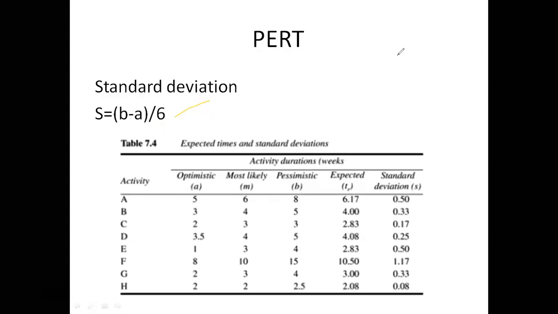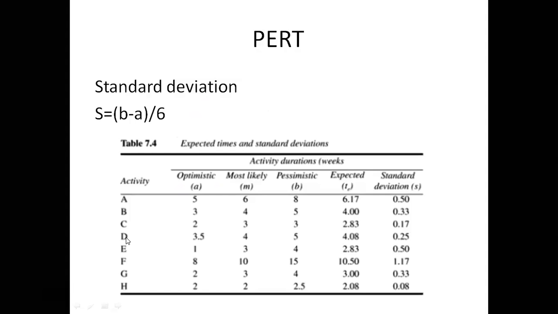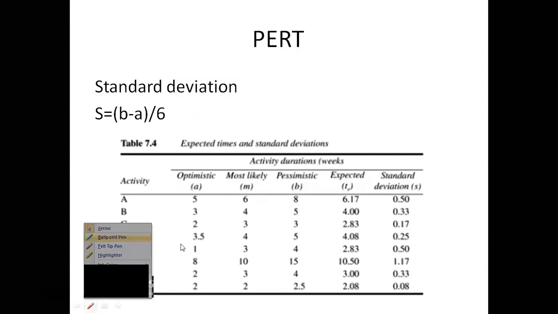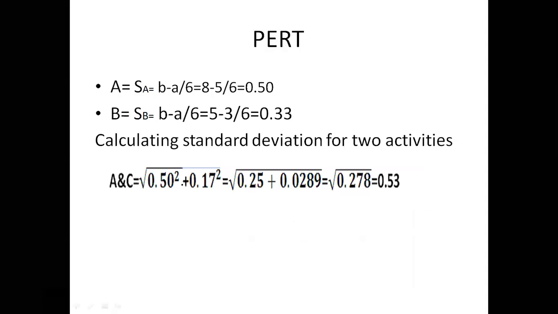See here, 8 minus 5 by 6 equals 0.50. And similarly we have to calculate the values for B and C, D, E, F, G, H. So we have to calculate all these values by the above formula. After calculation we are getting these values: 0.50, 0.33, 0.17, 0.25. These are the standard deviation, the measure of the degree of uncertainty. We call it the standard deviation. For I solved only two values, the remaining you solve on your own.